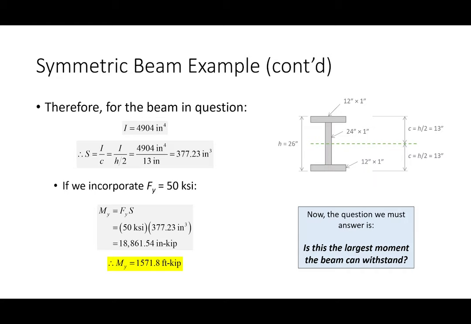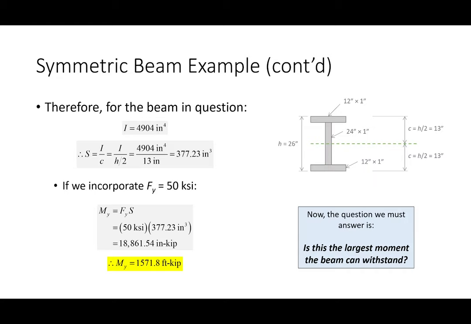You all know in moments, we kind of like to deal with moments in foot-kips. So I'm going to take this yield moment, divide it by 12, and then I'm going to get 15,781 foot-kips, or I don't know, 1.57 million foot-pounds, something like that. Okay, so that's our yield moment. Now, my question is, is that the largest moment that the beam can withstand? Engineering 216 says yes. I say no, okay?